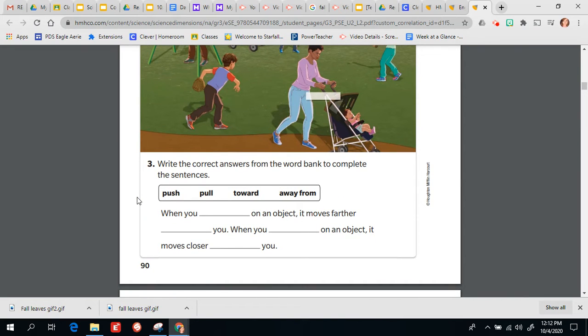Number 3, write the correct answers from the word bank to complete the sentences. Push, pull, toward, away from. When you blank on an object, it moves farther blank you. When you blank on an object, it moves closer blank you. So use these words to fill in these blanks.